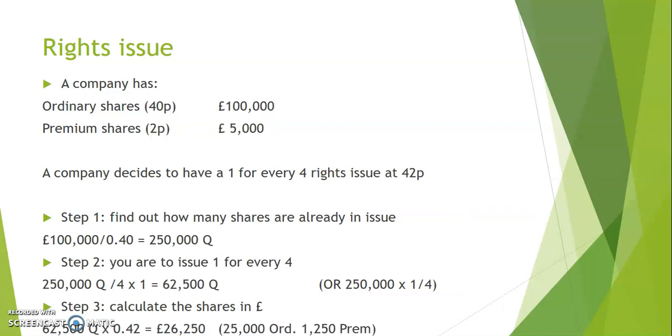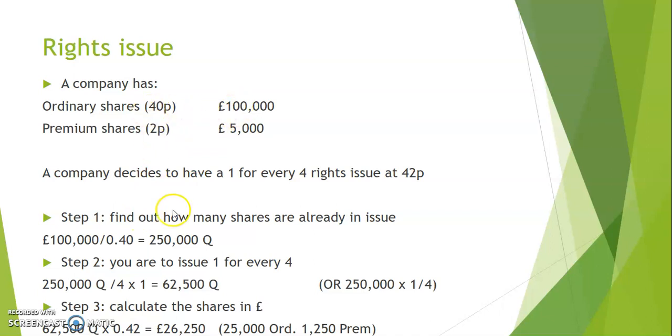Another scenario. We have a company that has £100,000, with 40p as the nominal price, the base price, and we have £5,000 of premium, because we must have sold shares at a premium. This particular company decides to do a 1 for every 4 rights issue, and they are sold at 42p, i.e. they're sold at a premium.